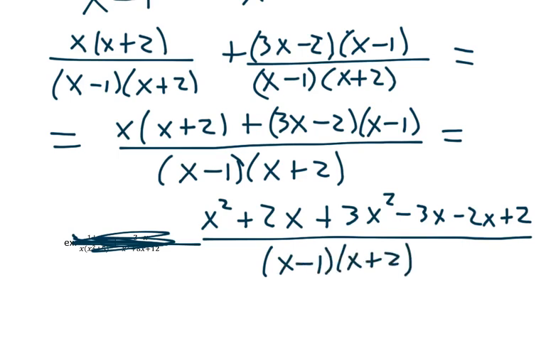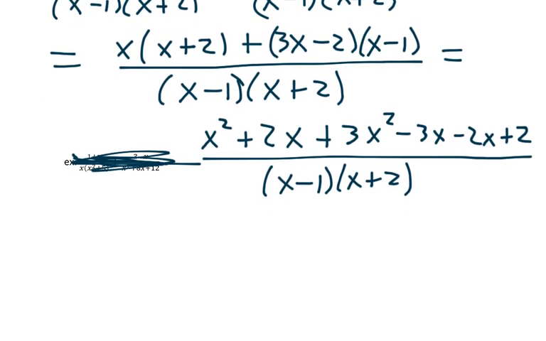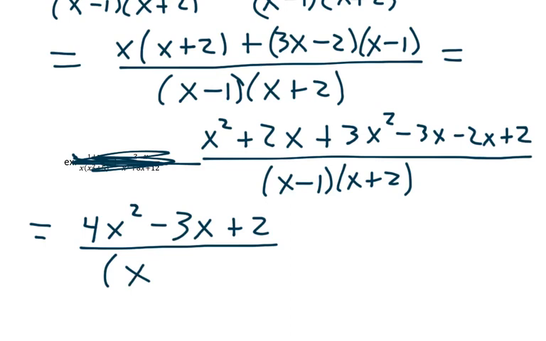So in the numerator, of course, we can combine like terms. So we have 4x squared minus 5x plus 2, all divided by x minus 1 times x plus 2. Okay, that's good. So that's what we get as our answer.